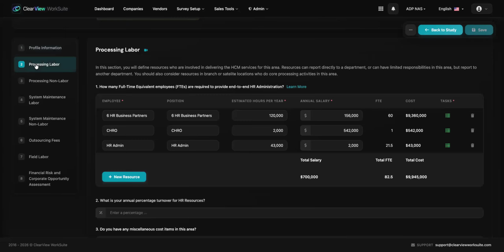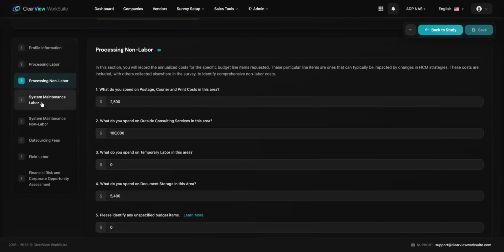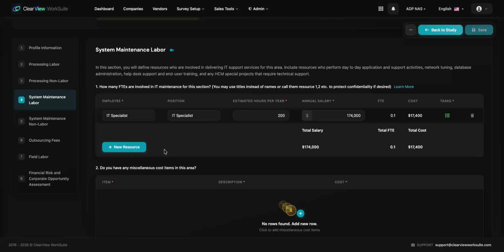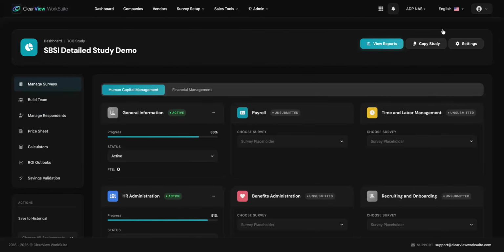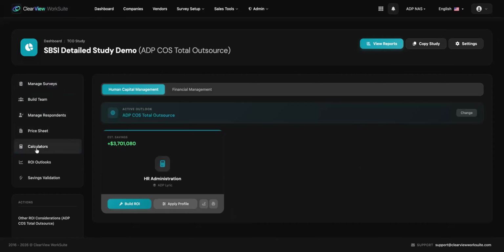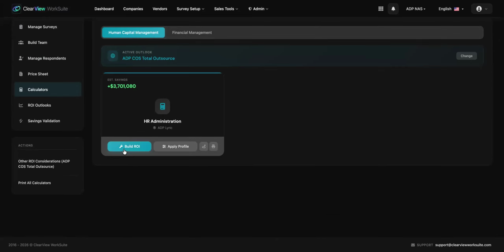And so these are the different sections that we went through on the report. Here's an example of putting in their HR labor. Here's the non-labor. Here's IT people supporting things, so forth and so on. So the survey is structured exactly the same way as the report. Once we get all of that data into the tool and into the total cost structure, it's very easy for us at this point to jump over to the calculators and configure and build the ROI.